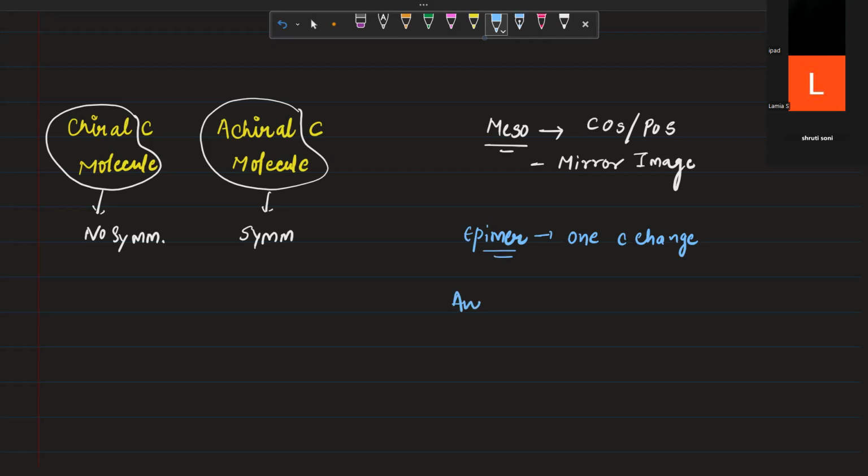Anomer is when you have a carbon ring where you have oxygen. So that's very specific to if there's oxygen in the ring. Yeah. But it's the same concept as an epimer. It's like one change. So both epimers and anomers are diastereomers.